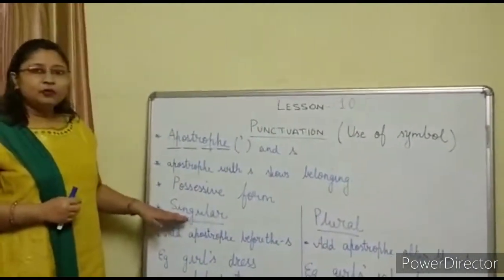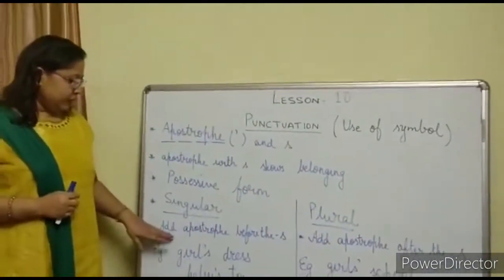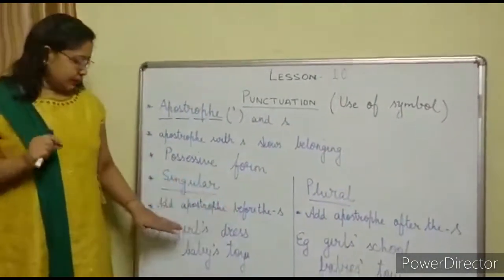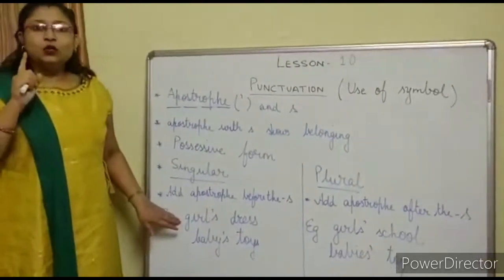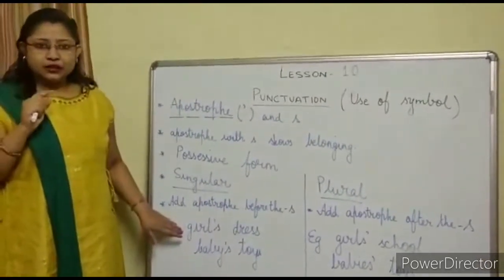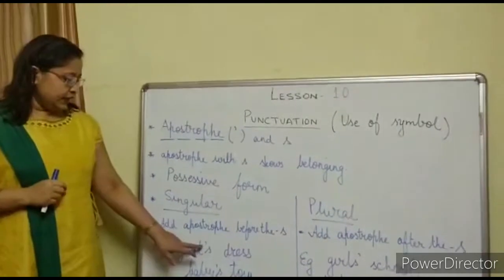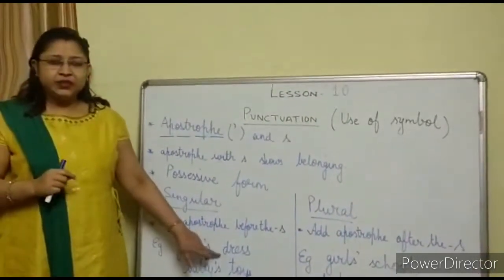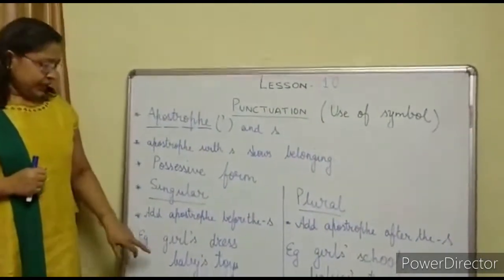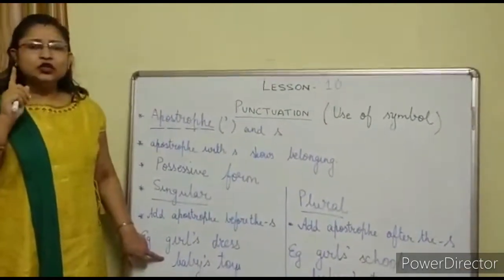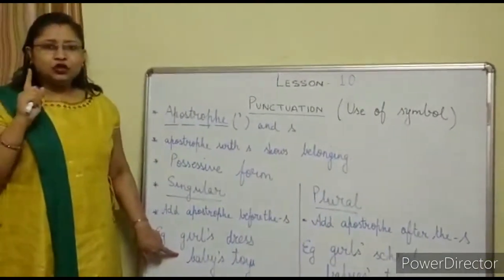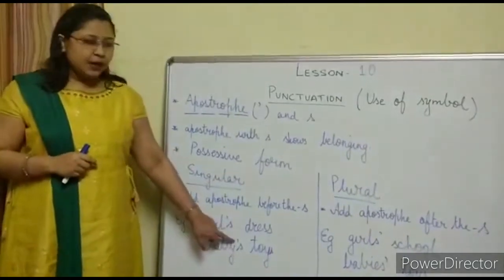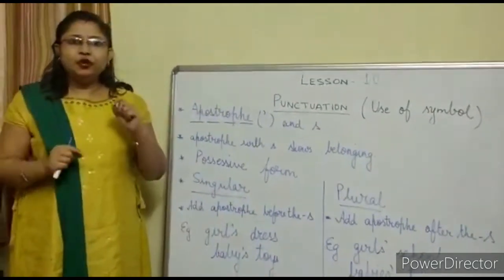So in singular form, where do we place the apostrophe? We always have apostrophe before S. For example, if I want to tell one girl's dress, then the apostrophe will be placed before S. So it is girl's dress. Let me take another example. If I want to tell you one baby's toy, how will I tell? It is baby's toys. And here again the apostrophe is placed before S.